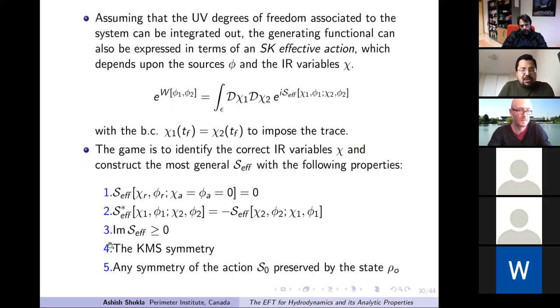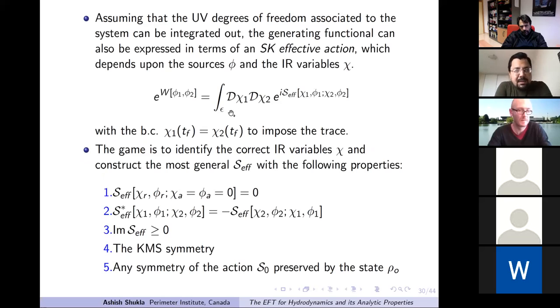Okay, so I say that e to the W of phi1 phi2 should be equal to the path integral over these IR degrees of freedom, and I have to take 2 copies of these variables as well. So d chi1 d chi2 for the 2 arms of the contour, e to the i S effective, which is a functional of my degrees of freedom chi1 and chi2, the infrared degrees of freedom, and my sources phi1 and phi2, and there is a cutoff epsilon.